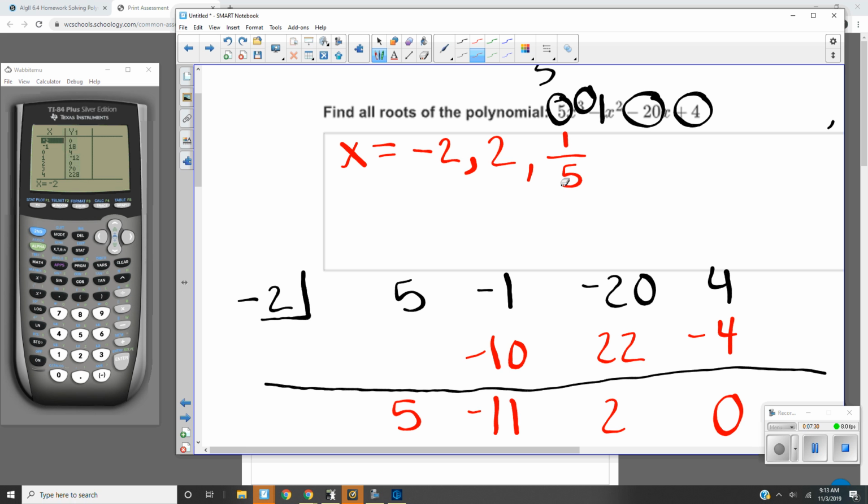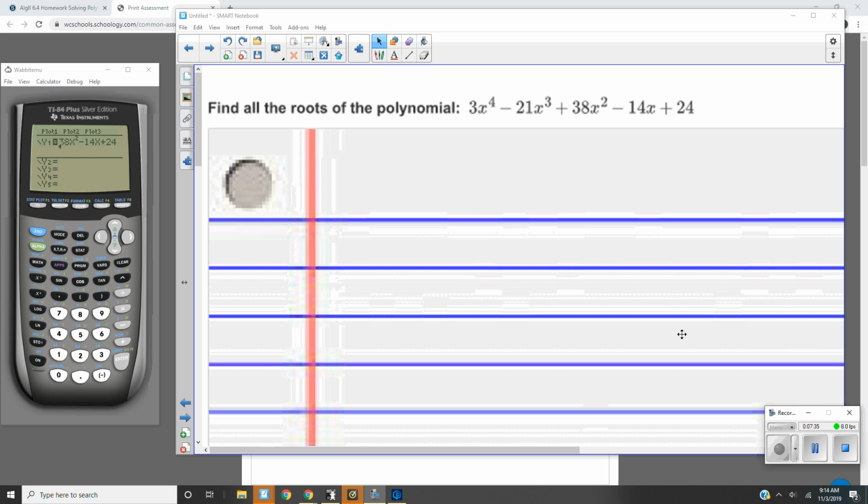Again, there are a lot of different ways to do this problem. This is just one way to do it. All right, and this final problem is degree 4. The highest exponent is 4, so that means we're going to have 4 solutions. It's not really any harder than the other problems, just longer.